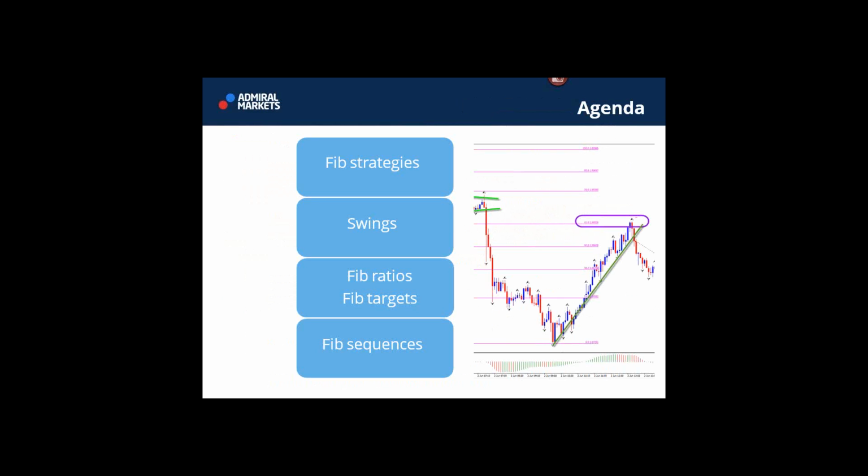Now regarding the ratios, you can see, of course, the 38.2 and the 61.8 fib are the most used, but I have other fib levels as well. Those are levels that are derived from those two main levels. All right, so we'll be using and talking about all of these Fibonacci levels.